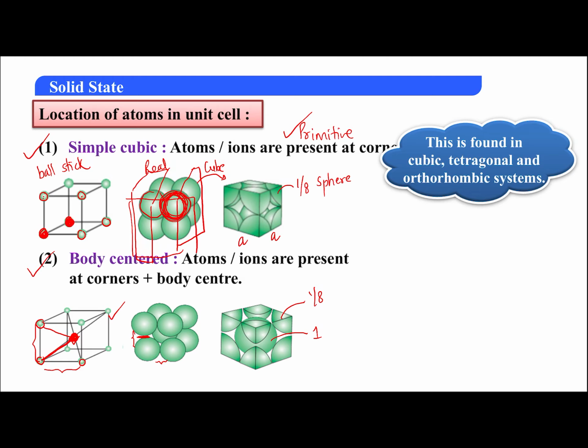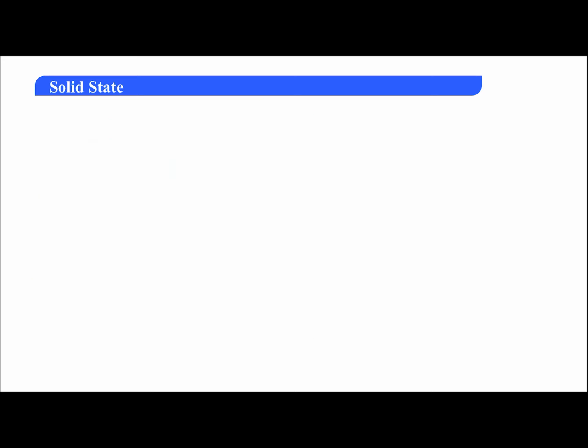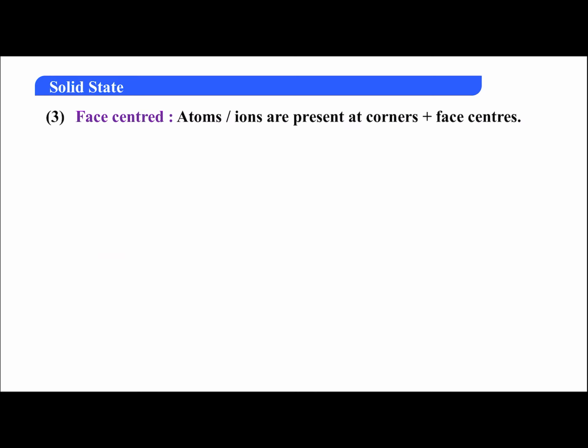We are trying to tell you the subtypes. The first one was found in all 7 systems. The second one is found only in 3 systems: cubic, tetragonal and orthorhombic. Coming to the next type. The next type is the face centered system. What is a face centered system?